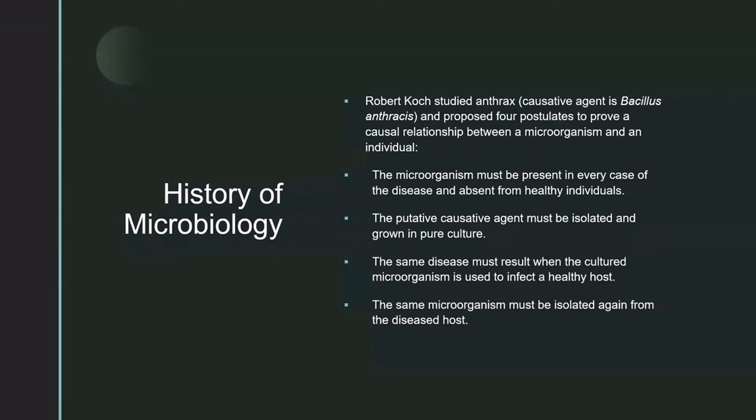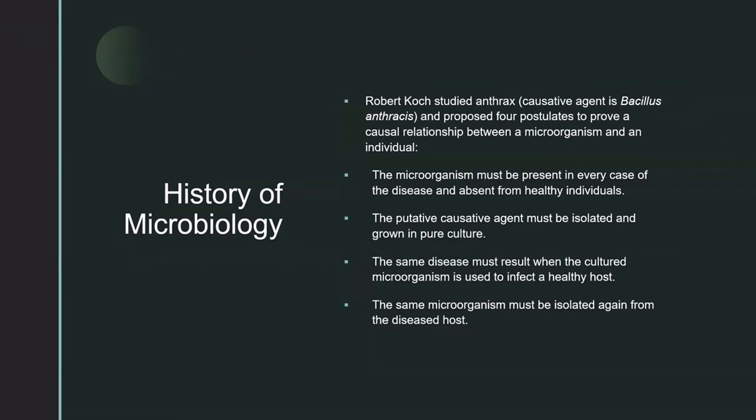And then you have Robert Koch, who studied anthrax. The causative agent is Bacillus anthracis. And he proposed 4 postulates to prove a causal relationship between a microorganism and an individual. Basically, how do we prove that this microorganism is causing a disease?